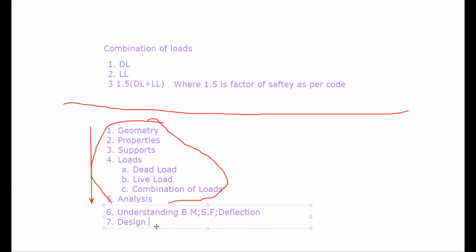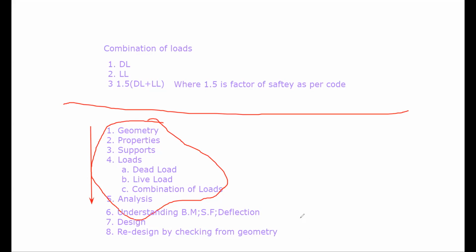So after designing, if the members are failing, then you have to go through rechecking. If any section is failing, then redesign by checking from geometry. So these are the steps that you have to follow.